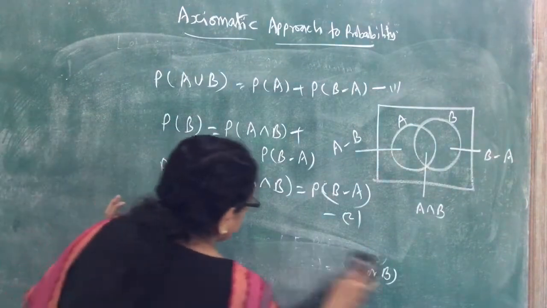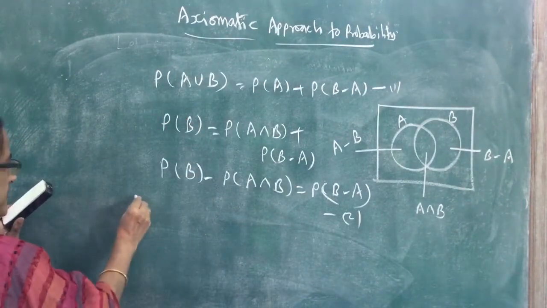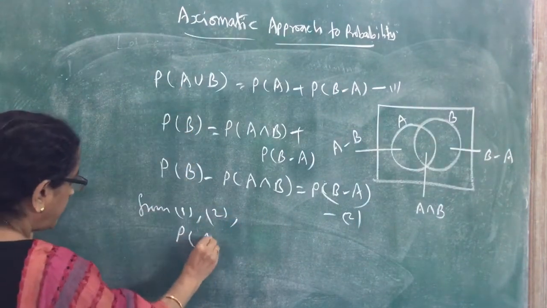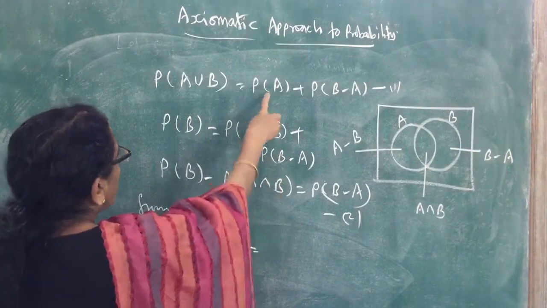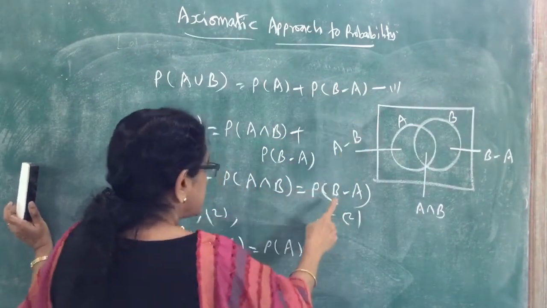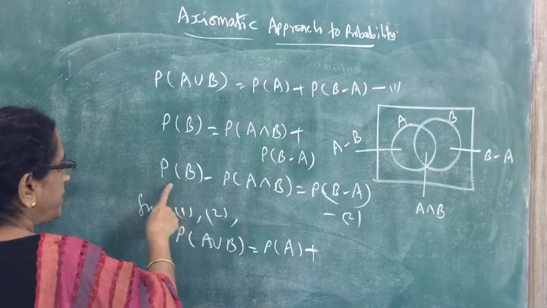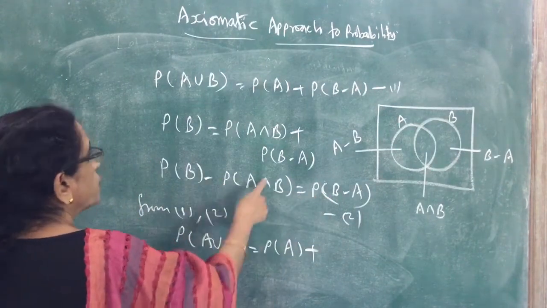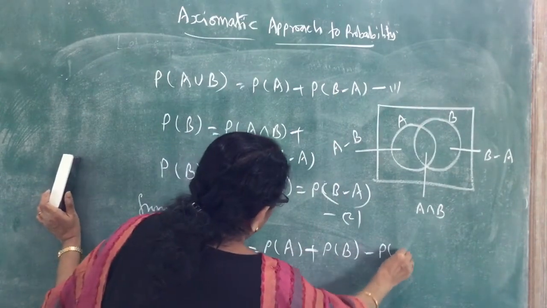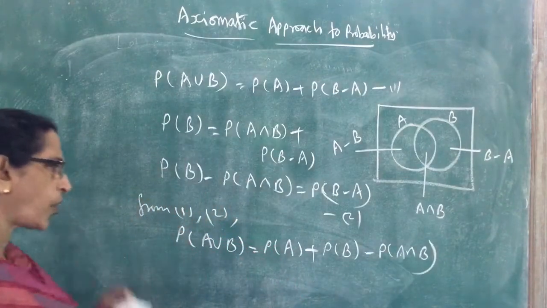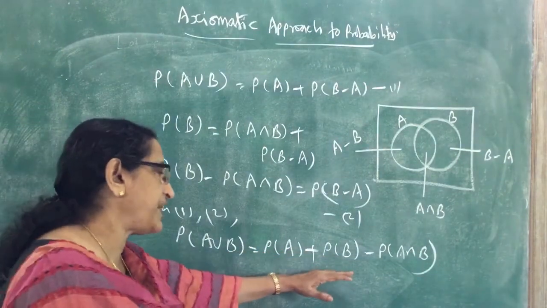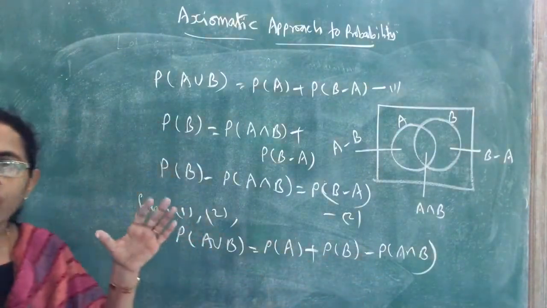So what we get? From 1 and 2 we get probability of A union B equal to, here this is probability of A plus probability of B minus A. This part is the same as probability of B minus probability of A intersection B. So we can substitute this in the place of probability of B minus A. So we got that formula. That is probability of A union B equal to probability of A plus probability of B minus probability of A intersection B. So you have to study only this formula.